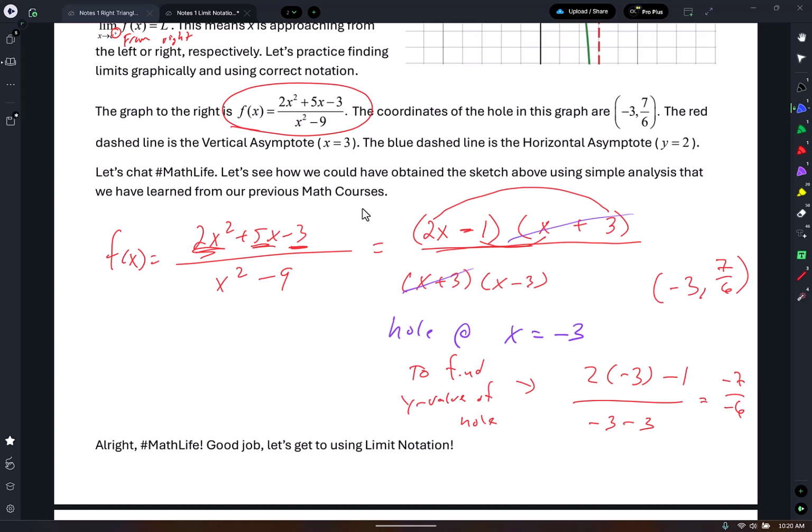How do I find my vertical asymptote? Well, you can't divide by 0. So whatever factor you have left, wherever that zeroes out. This zeroes out at x equals 3. So that's how I find my vertical asymptote.